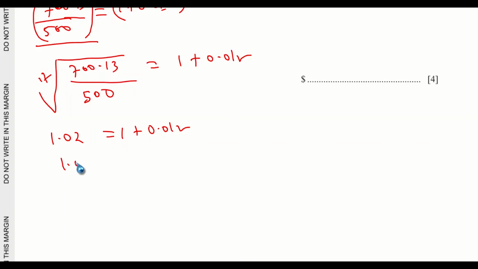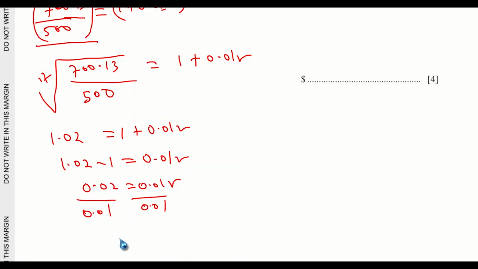So this will be 1.02 minus 1 equals 0.01r. So this will be 0.02 equals 0.01r. If we divide both sides by 0.01, the value of r should be equal to 0.02. So the value of r is equal to 2%. We have 2%, that is r.